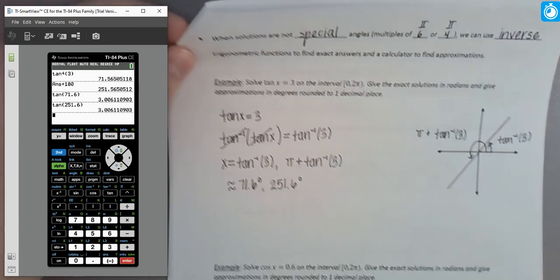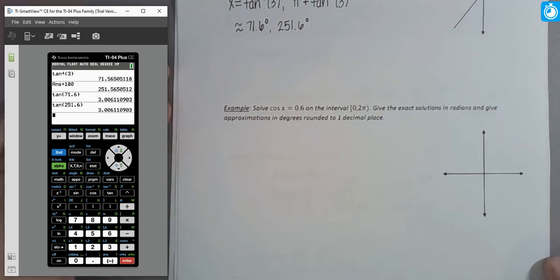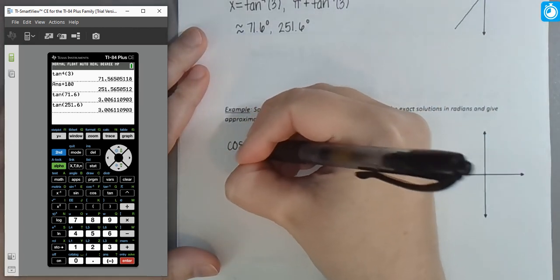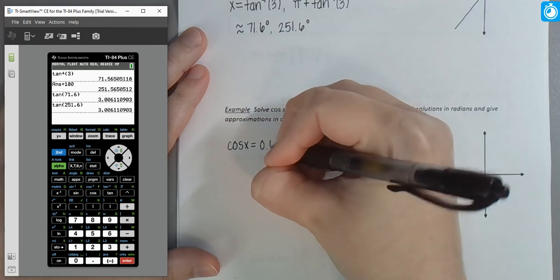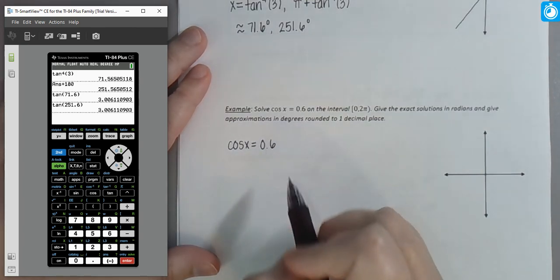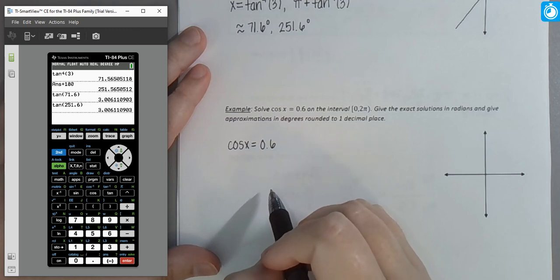Okay, let's try another example. We want to solve cosine of x is equal to 0.6 on the interval from 0 to 2 pi. And again, we want to give the exact solutions in radians and approximations in degrees rounded to 1 decimal place. So cosine of x is equal to 0.6. In other words, 6/10 or 3/5. Well, that is not a number that I see represented on the unit circle. I know if we're talking about cosine, we would be looking for an x-coordinate on the unit circle. And this is not an x-coordinate that you can immediately read off, just looking at what's normally labeled.